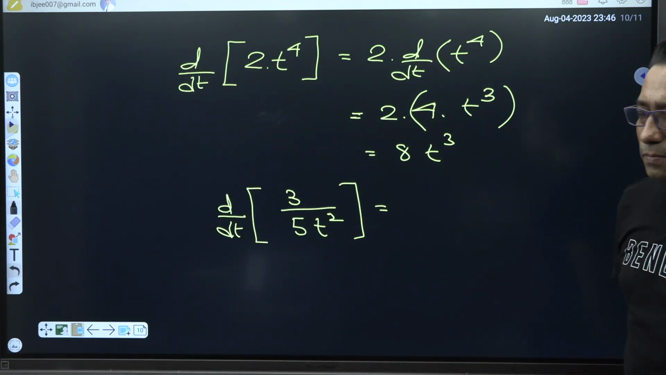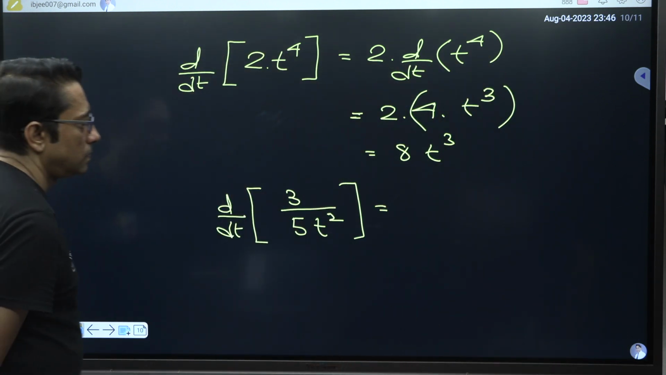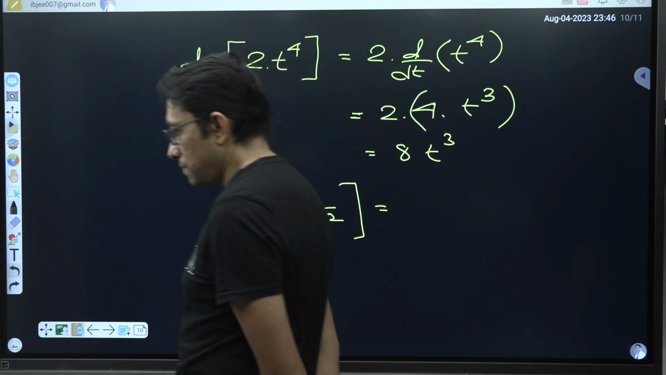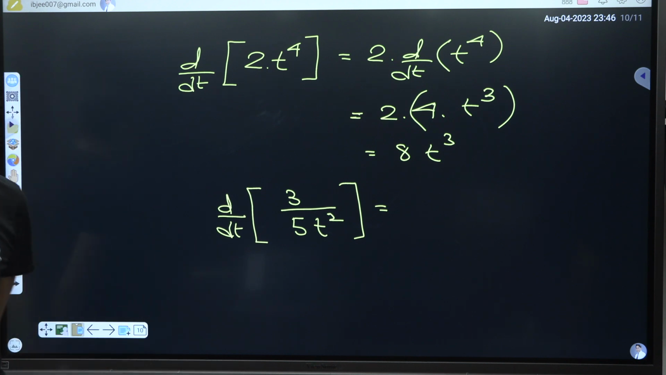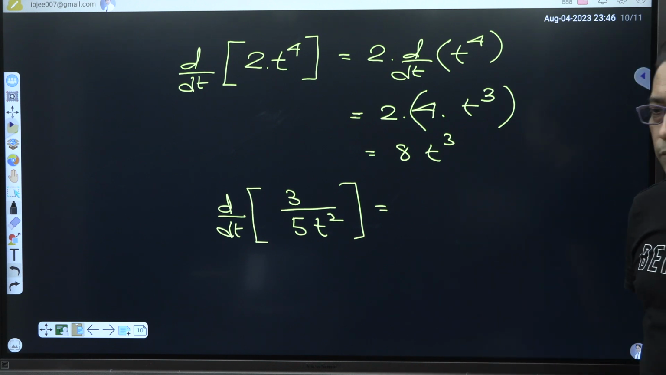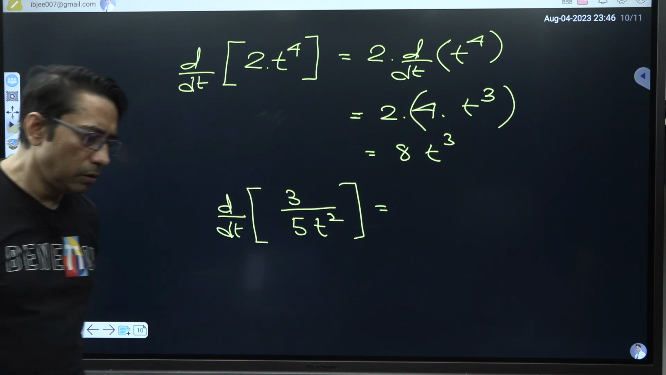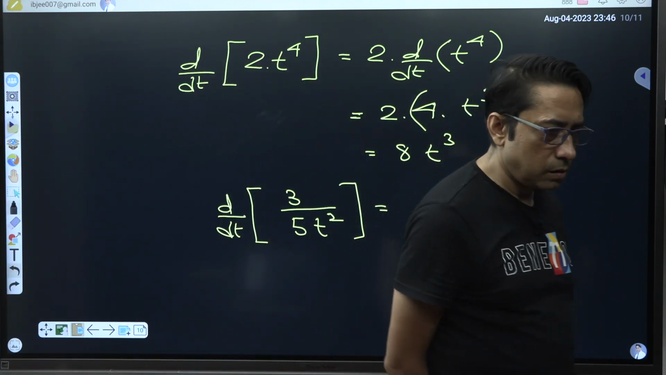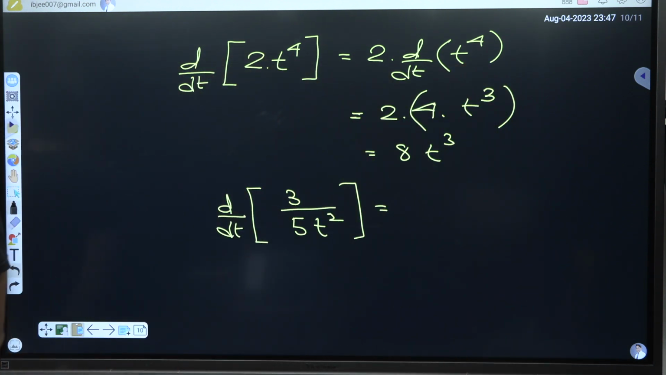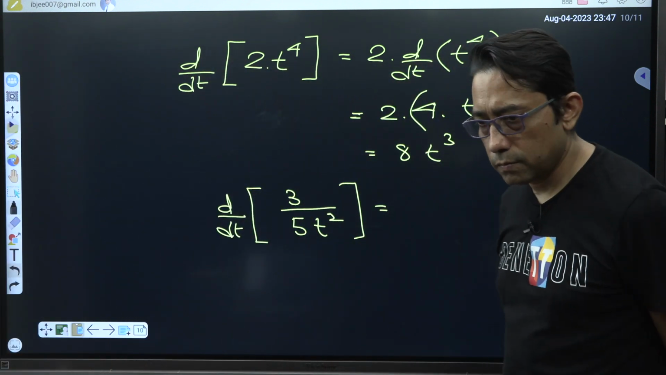Anyone else? -18 divided by 25 t. t cube. Sir, -6/12.